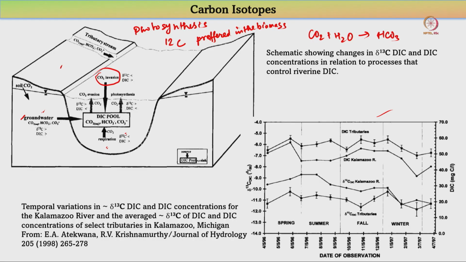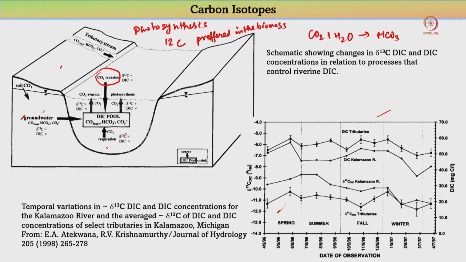During the spring there is some formation, the values are getting higher, then again get lower, and further low during winter. So, what is happening? Why is it changing? Why is the delta 13C value going to change? Why is the DIC value also going to change?